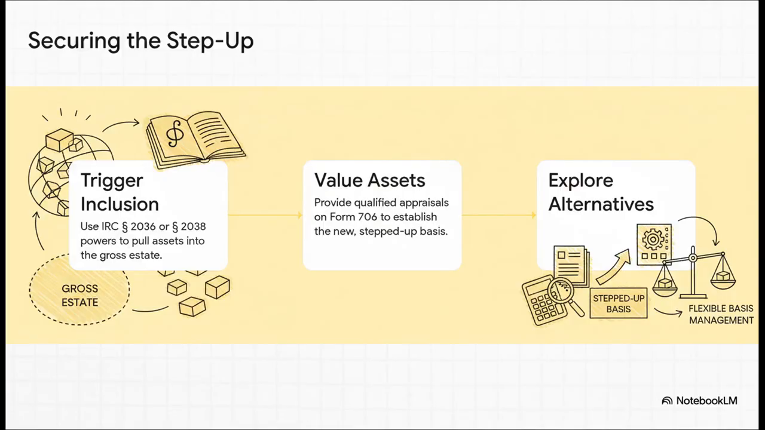So what do you actually do? Here are the actionable strategies. First, you can trigger estate inclusion on purpose. You do this by drafting the trust with specific powers that fall under Internal Revenue Code sections 2036 or 2038. This is your guarantee that the assets get pulled into the gross estate. Second, you have to conduct rigorous valuation forensics. That means getting qualified appraisals for every single asset to definitively prove that new stepped-up basis on Form 706. And third, it's really worth exploring alternatives now, things like preferred partnerships, which might just offer a more flexible path for managing basis in this new world.